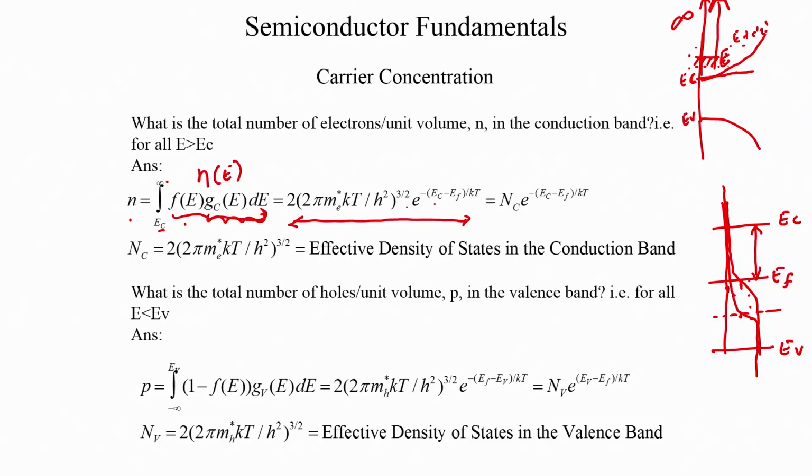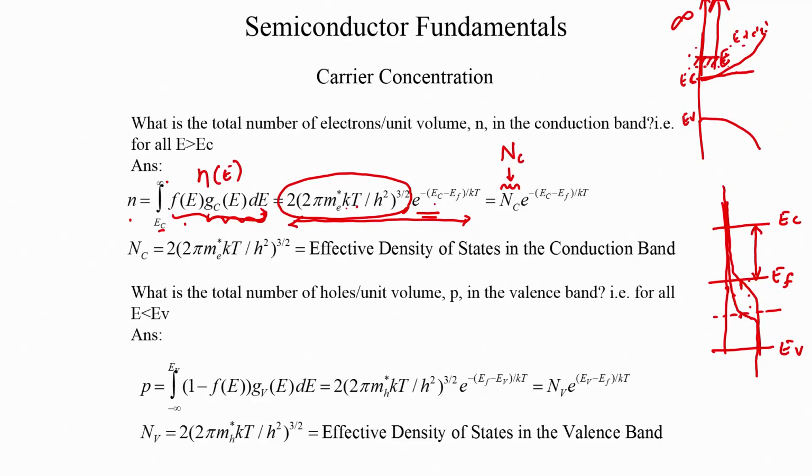Now, this term here is a constant. Okay. Now, this prefactor to this exponential is a constant. m e star is the effective mass of the electron, k is the Boltzmann's constant, T is the temperature, h is the Planck's constant, and that particular term is typically denoted by a constant symbol. Okay. It is called N c, which is the effective density of states in the conduction band.